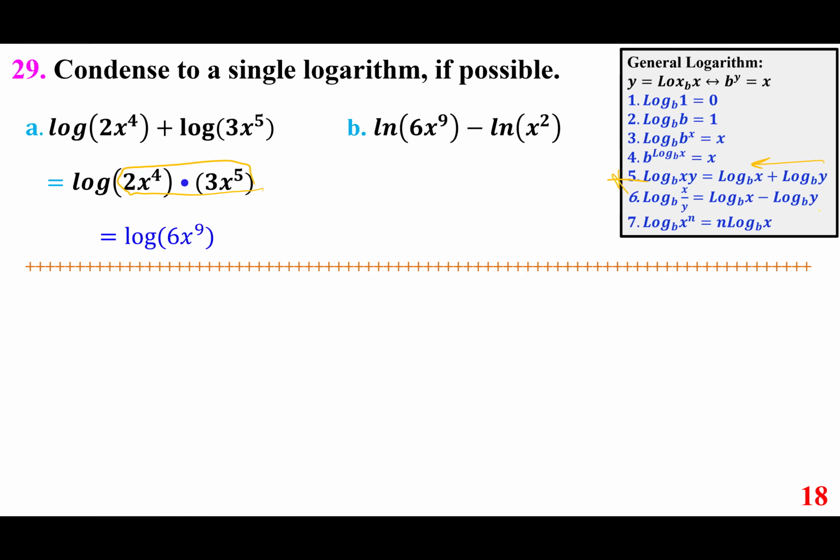For part B, we're going to use the quotient rule, and we go from right to left. ln of 6x to the power of 9 over x squared. And of course, this simplifies to 6x to the power of 7. So ln of 6x to the power of 7.